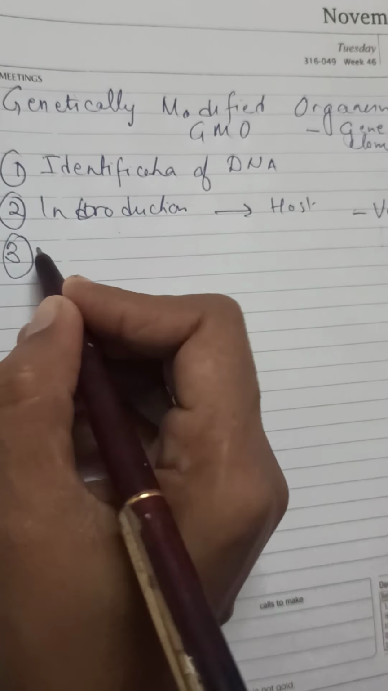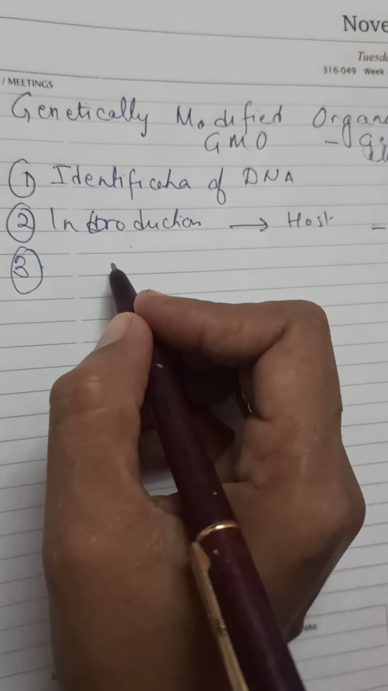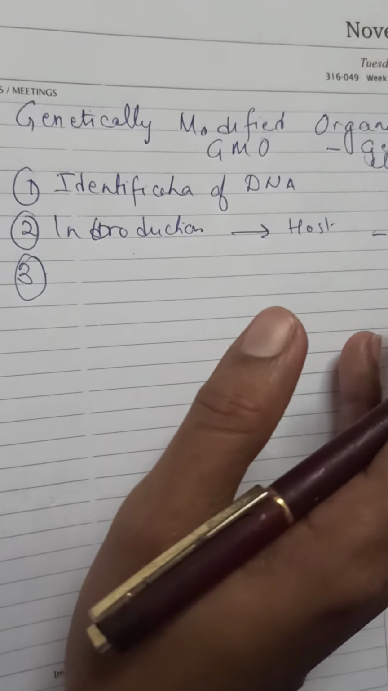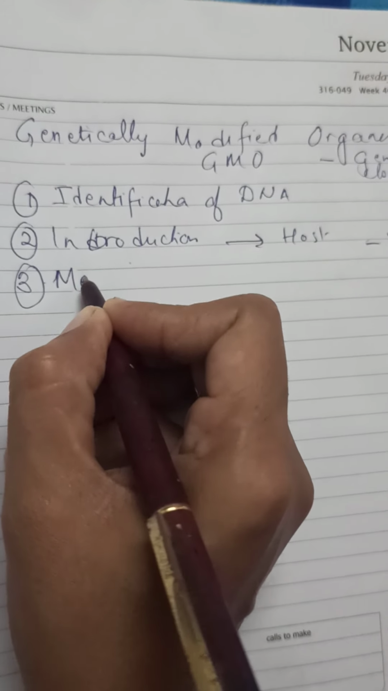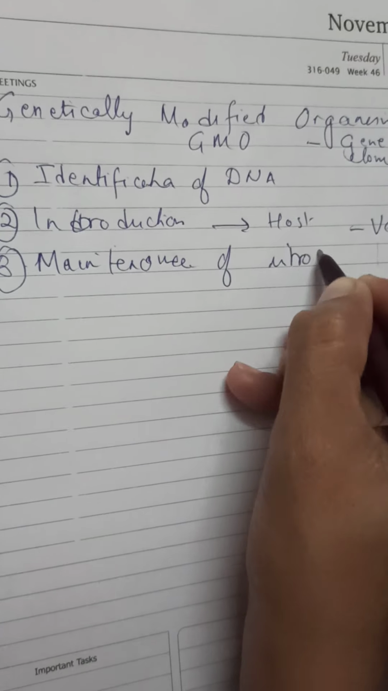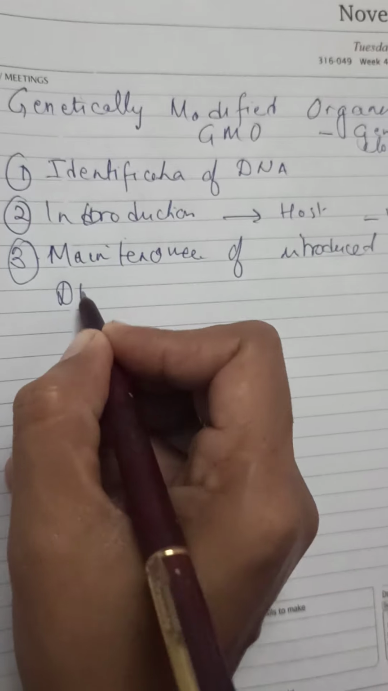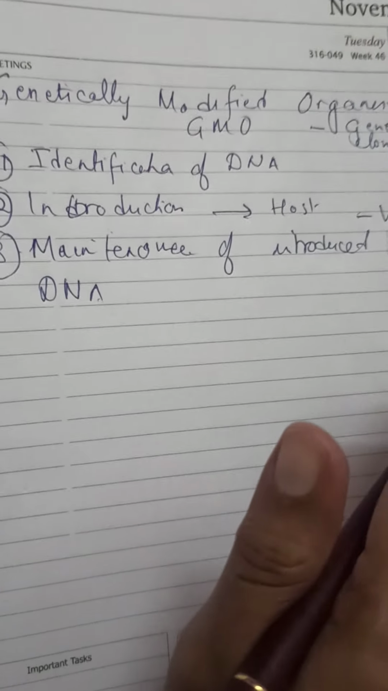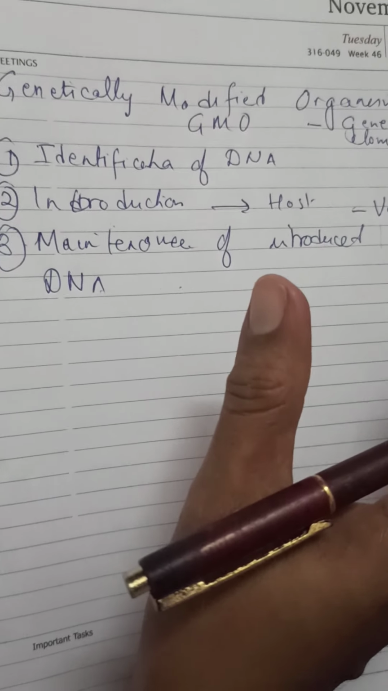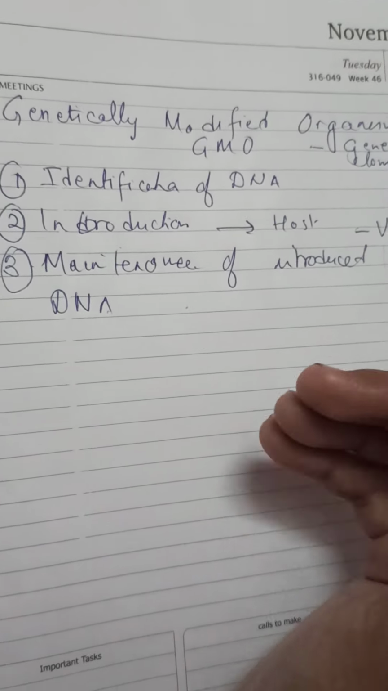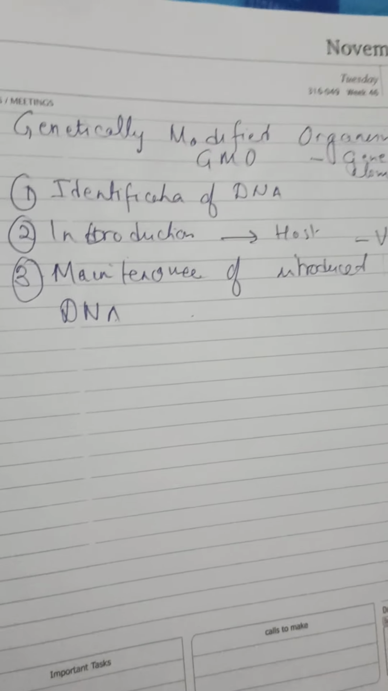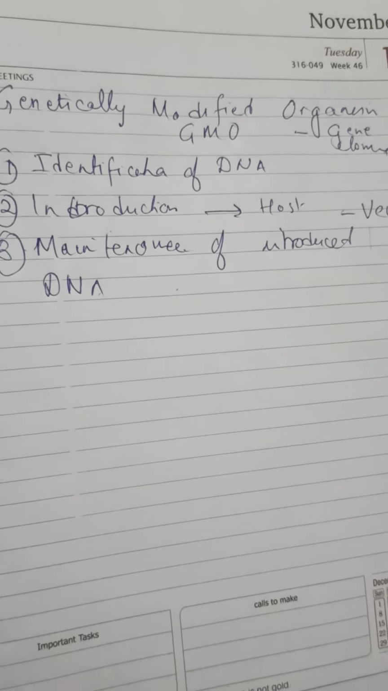Now after it is introduced into the host, we have to see whether the recombinant DNA which is introduced into the host is doing its work. So the third step is maintenance of the introduced DNA in the host. We have to see whether it is working there, whether the progeny is also getting that same character. So these are the three basic steps that are involved in gene cloning or in a genetically modified organism.